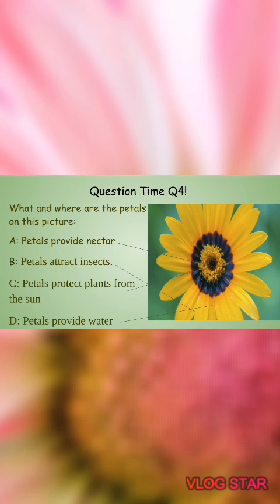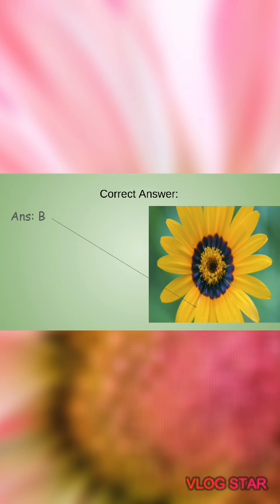Question number 4. What and where are the petals on this picture? A. Petals provide nectar. B. Petals attract insects. C. Petals protect plants from the sun. Or D. Petals provide water. The correct answer is B. Petals attract insects.